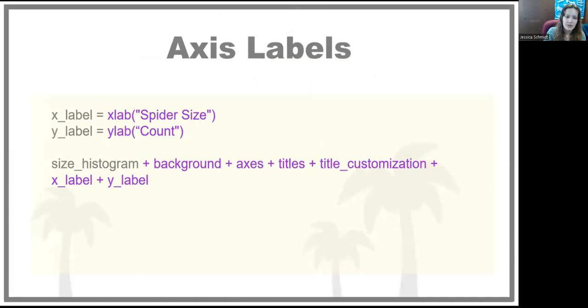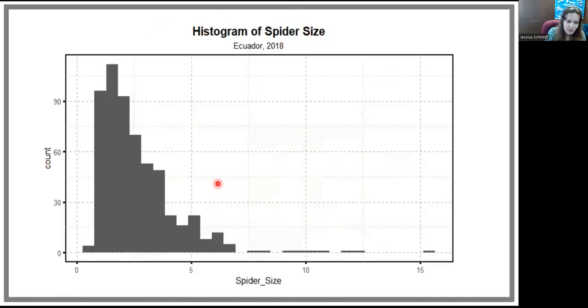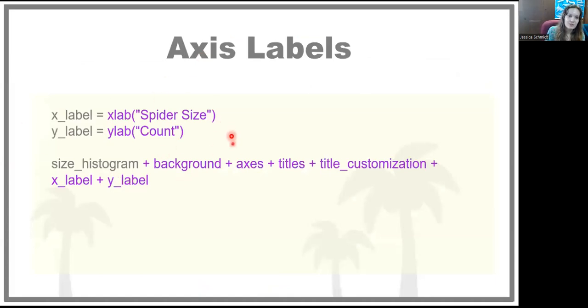Axis labels. So on our previous slide, one thing that still stands out is that here we have spider underscore size. The reason R automatically does that is because that was our variable name, that was the column name. If you type spider space size in Excel and then load it into R, R does not like that. You can't have a space in a column name, so it'll automatically add either an underscore or a dot. So basically that means our X and our Y labels are almost always going to be not what we want. But luckily we can customize them with our axis labels.